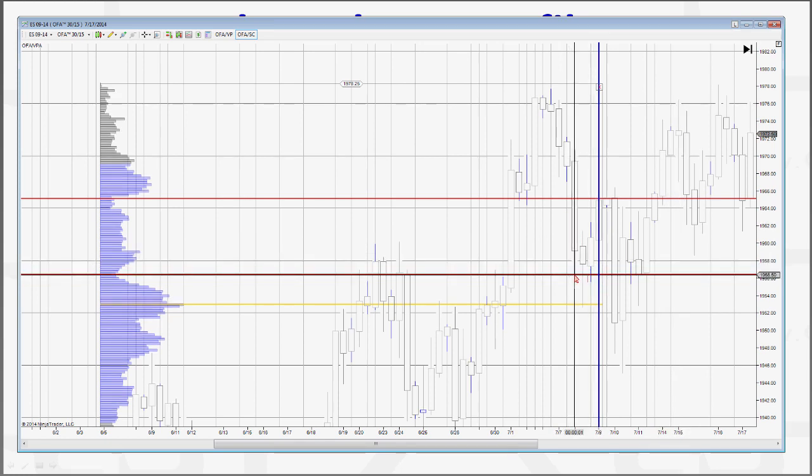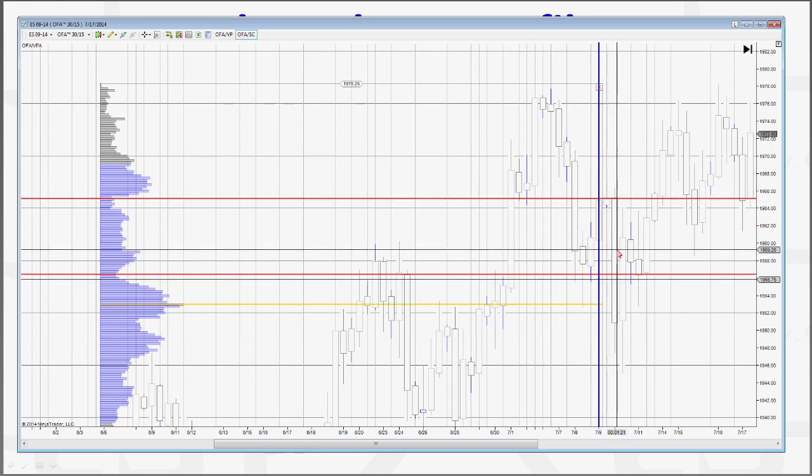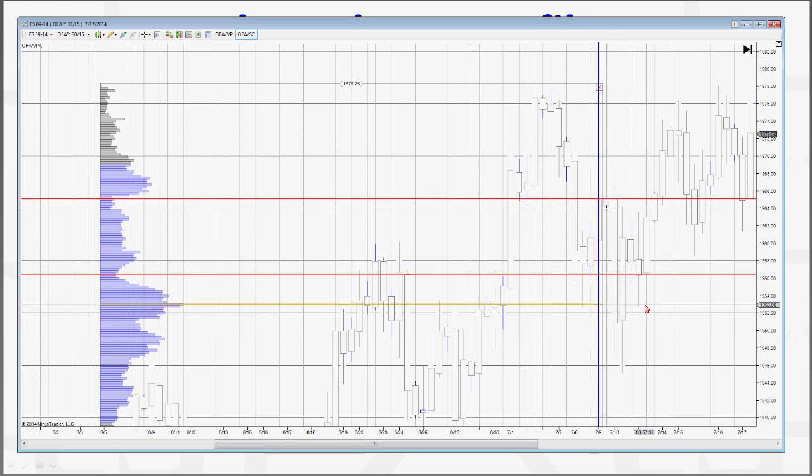Price comes down, comes back up. You can see the short off of this level, all the way back down through it. We're rotating. It can't get through.